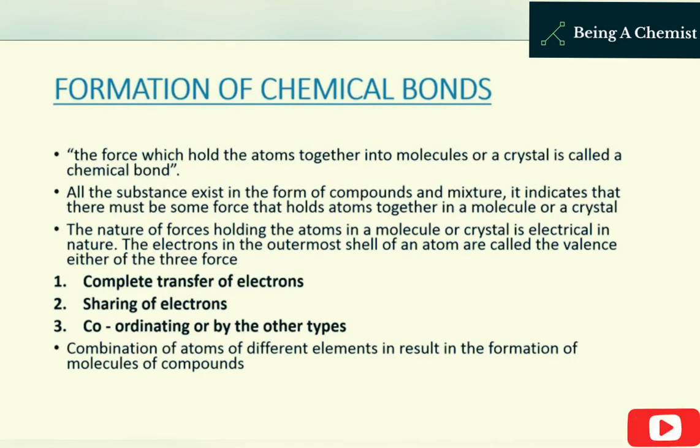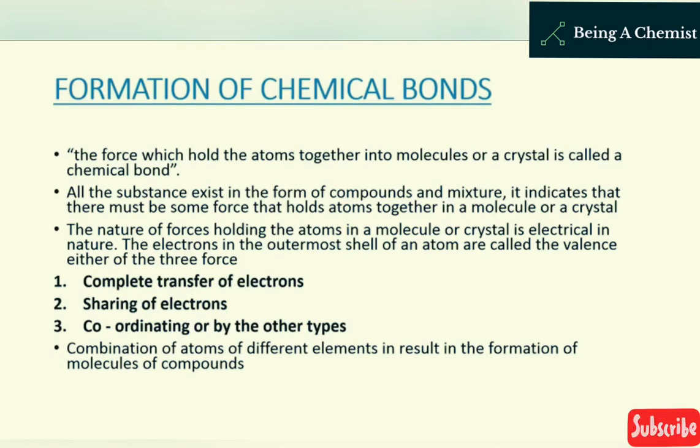If the electron is in the outermost shell because of the complete transfer of electrons, it is known as valence electrons. Or if the electron comes in the outermost shell by the sharing of electrons, it is also known as valence electrons. Why? Because these electrons are found in the outermost shell, which is the last shell of an atom.